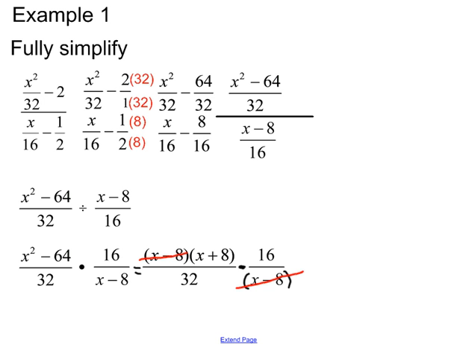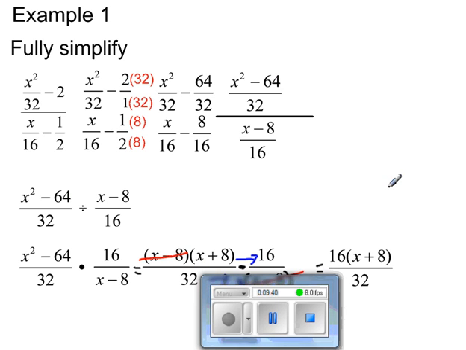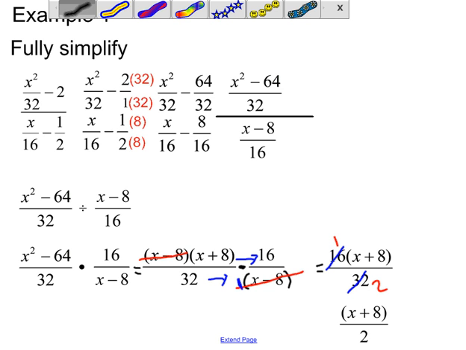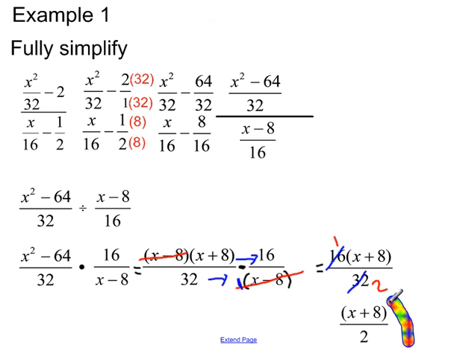and you are left with 16 times x plus 8 over 32, right? Because you're just multiplying across here. You're left with an invisible 1 here, so it's just 32 times 1, you get 32. And additionally, this could be reduced. 16 over 32 could be reduced to 1/2. So you get x plus 8 over 2. That right there is your final answer.